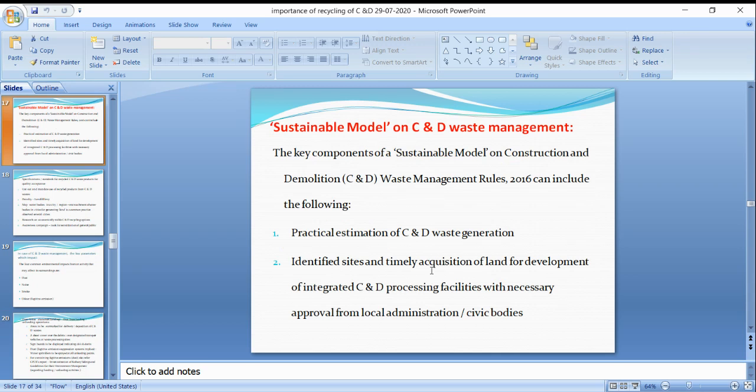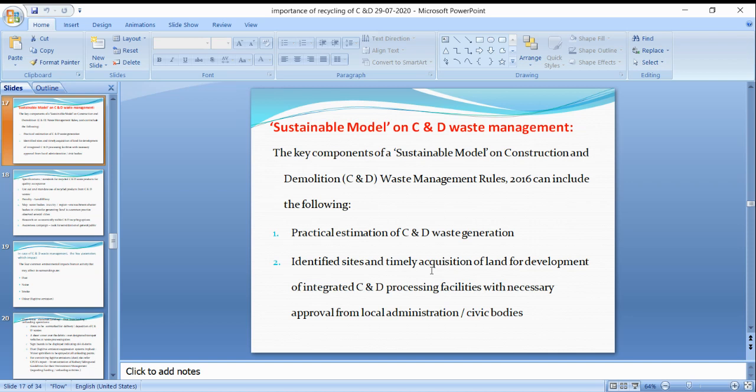So what is sustainable? That which can be sustained. The key components of a sustainable model for construction and demolition waste management are the following points. Here is the practical estimation of construction and demolition waste management. They should have a practical imagination of it, so that they can make an estimation.